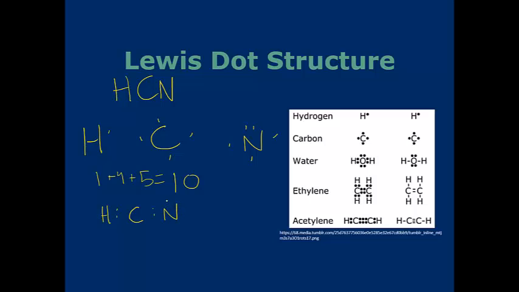So if we were to add the rest, we've got 6 more to work with, so 1, 2, 3, 4, 5, 6. Well, nitrogen's happy, but carbon's not. So that means that these are going to have to shift over.